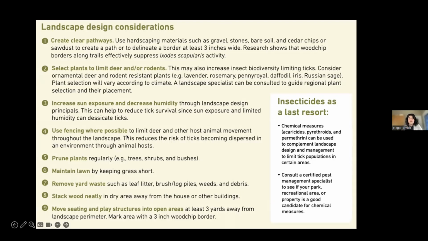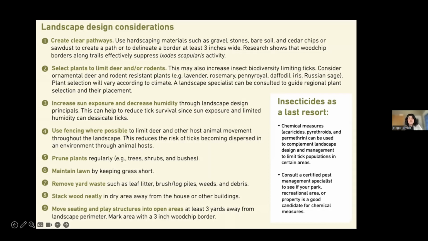And this can decrease tick survival rates because ticks would be prone to becoming desiccated and dying. The fourth is to use fencing where possible to limit animal host movement through a landscape. If the hosts don't come in, the ticks don't drop off, therefore limiting tick populations in a particular area. The next few, pruning plants, maintaining lawn, removing yard waste, and stacking wood neatly, are all about minimizing suitable habitats for both the ticks as well as small animal hosts.